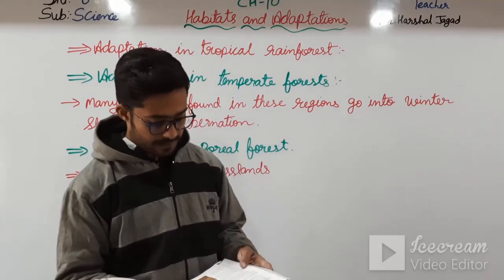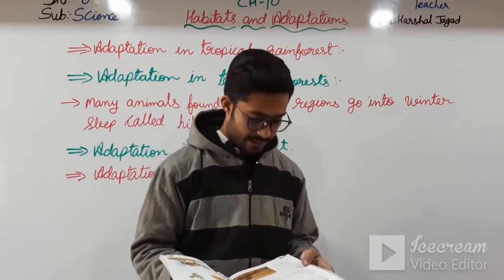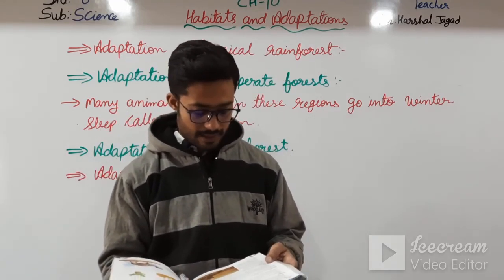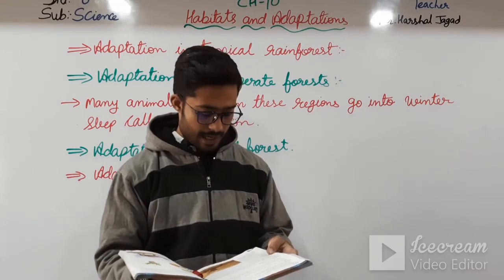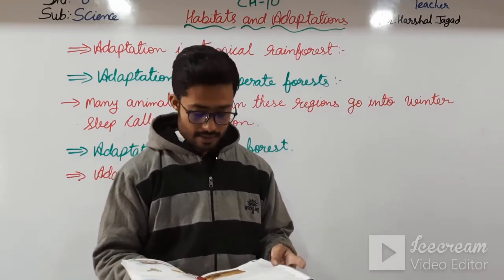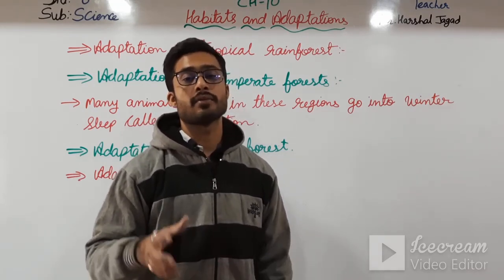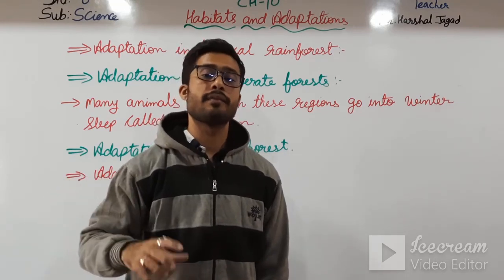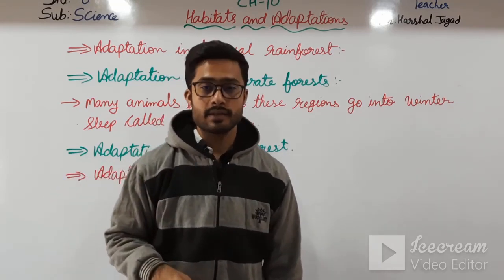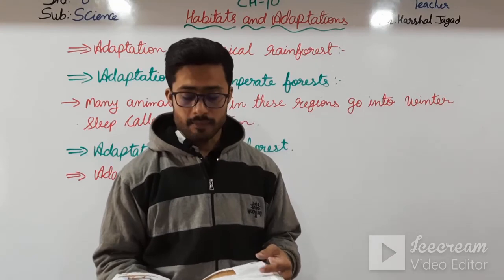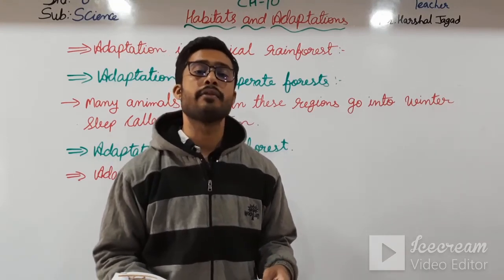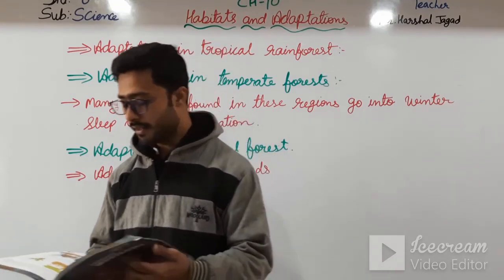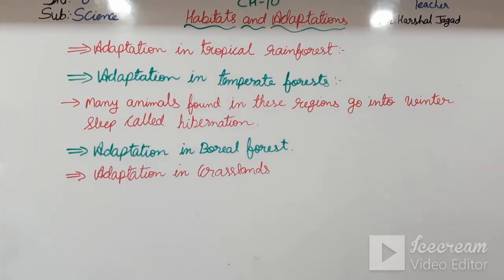Animals such as leopards and lions blend with the surroundings of tall brown grasses, which allows them to hide and attack their prey. So they have brown color, so they can hide easily with the color of the grass. Okay students, here we have come to the adaptations in the desert, which we will see in the next video.